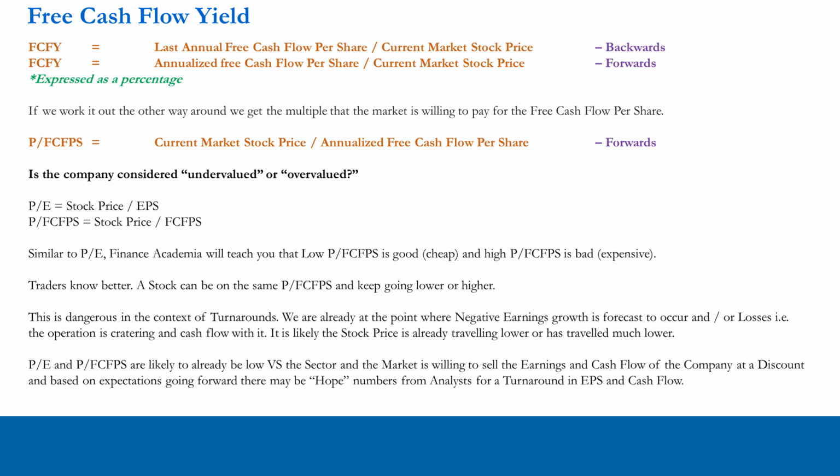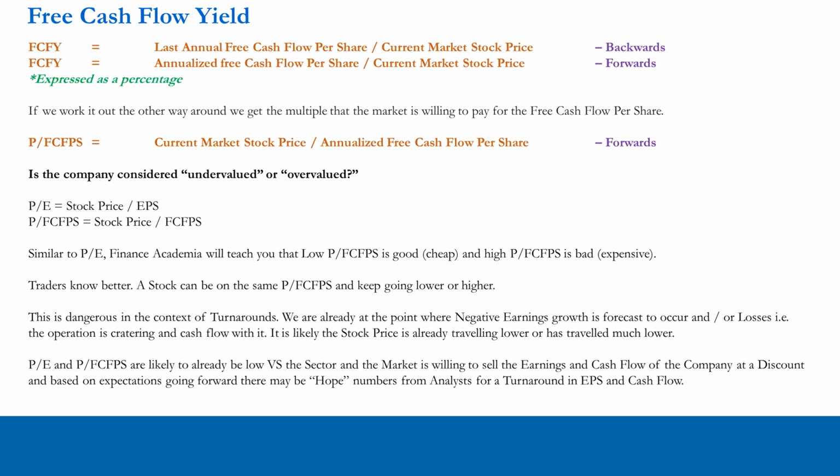already at the point where negative earnings growth is forecast to occur and or losses. So the operation is cratering and probably cash flow with it. So it's likely that the stock price itself has already traveled lower or is already traveling much lower. And we are looking at a backwards number.